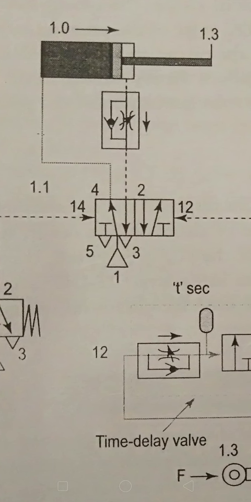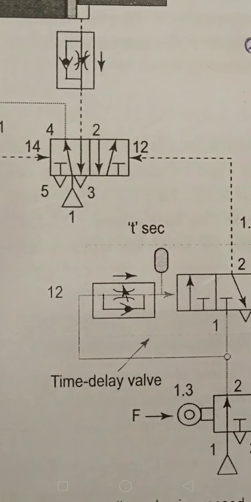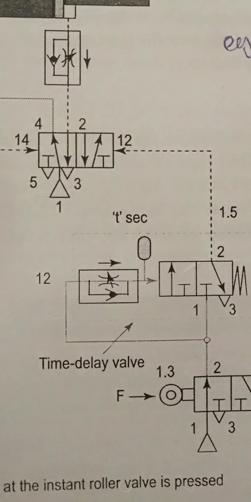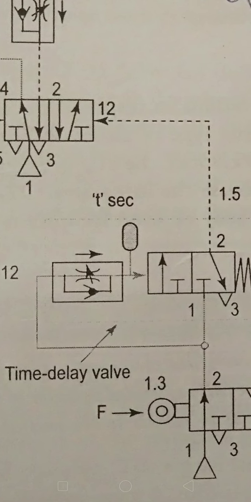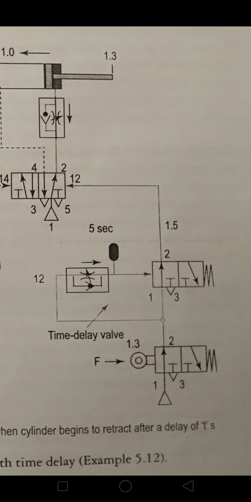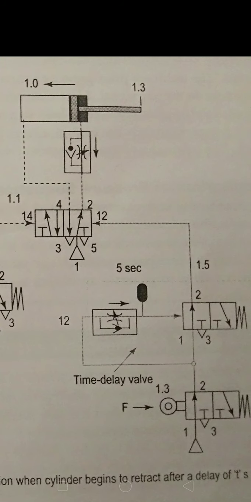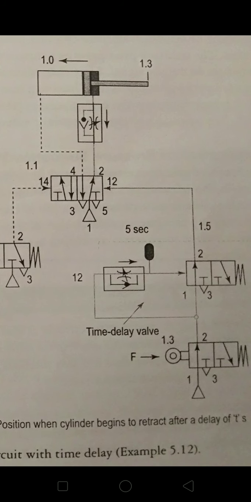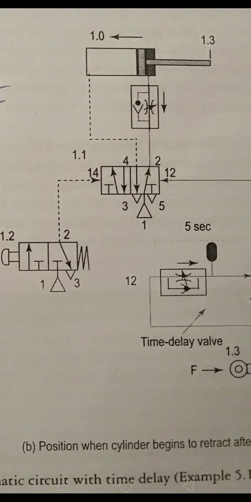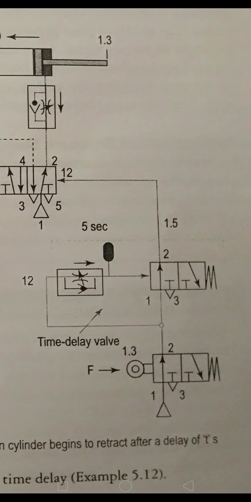And at 1.3, when the piston rod touches, it gives the signal to the roller valve. So the roller valve will be actuated, but as the roller valve is connected to the time delay circuit, until this reservoir is filled, it will not operate. So after, let's say, 5 seconds, when the reservoir is getting filled, the motion from right to left will happen. So this is how it works.